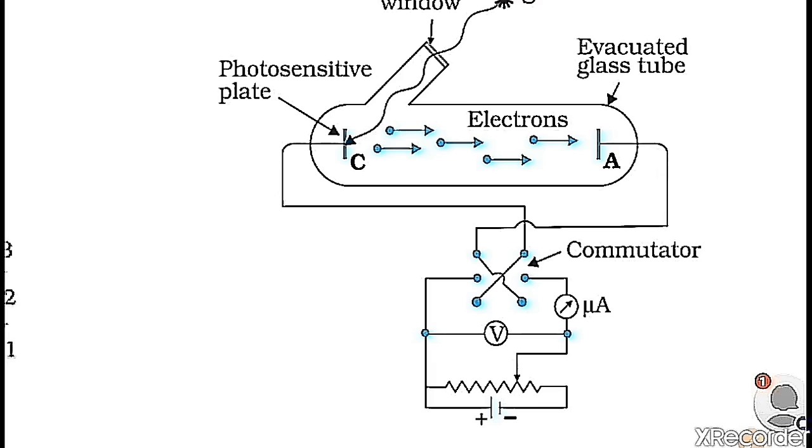The interpretation of this observation in terms of photoelectrons is straightforward. All the photoelectrons emitted from the metal do not have the same energy.